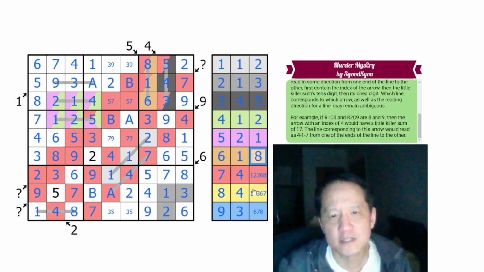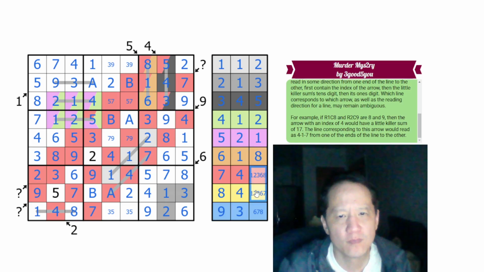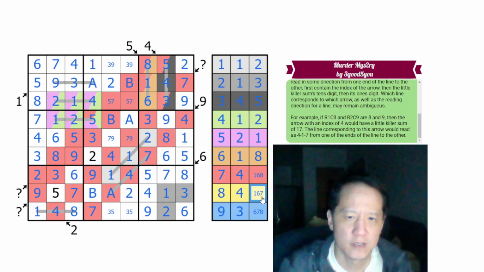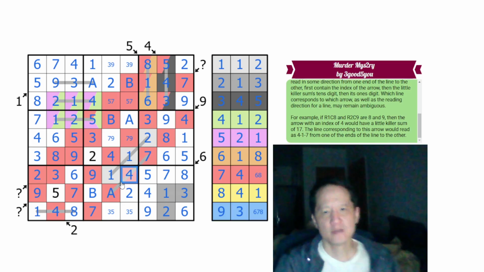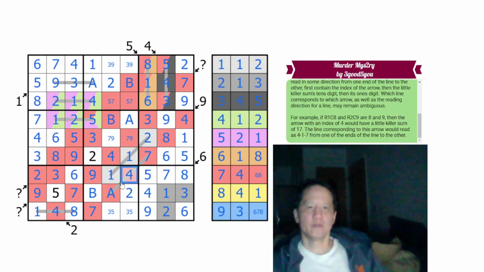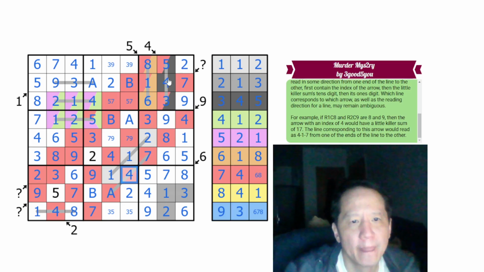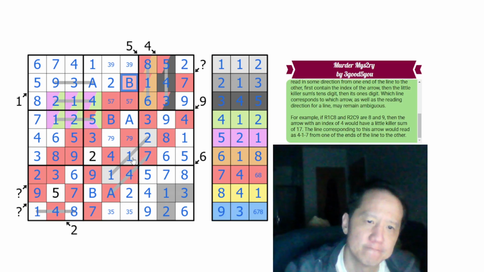So this is 18. This can't be 2 or 3. This can't be 2 or 3. 8 is 41. And this is 46 or 48. So this is 6 or 8. What is this? Okay, that's the question.